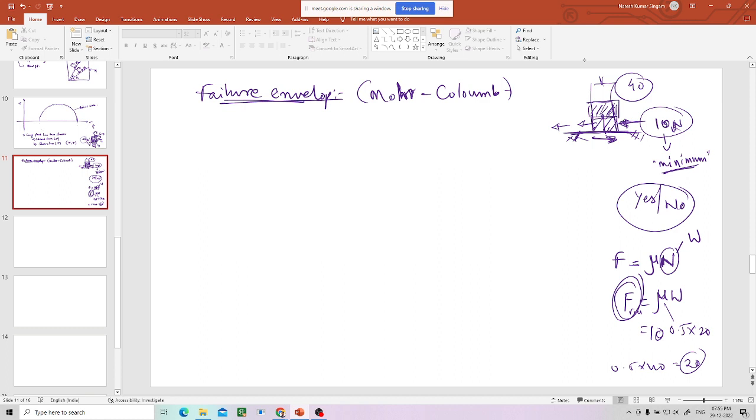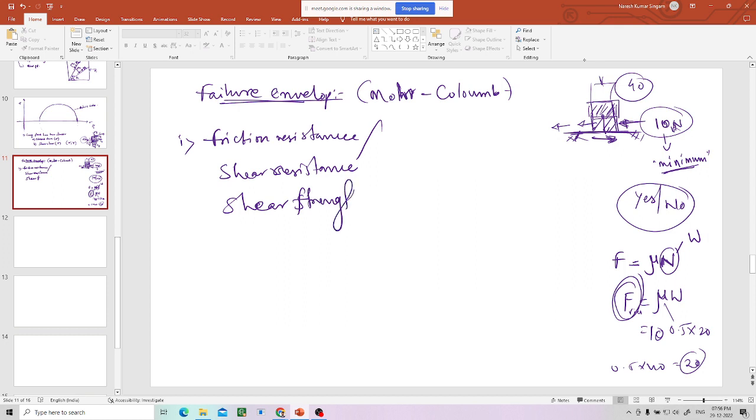So always you have to remember that frictional resistance or shear resistance or shear strength, okay, these are all the same. These are all dependent upon normal force or normal stress.